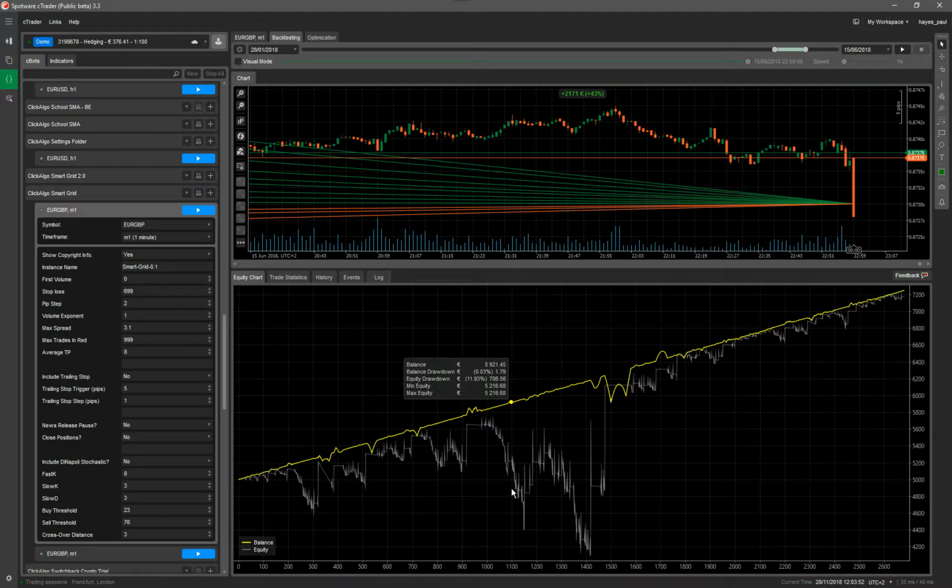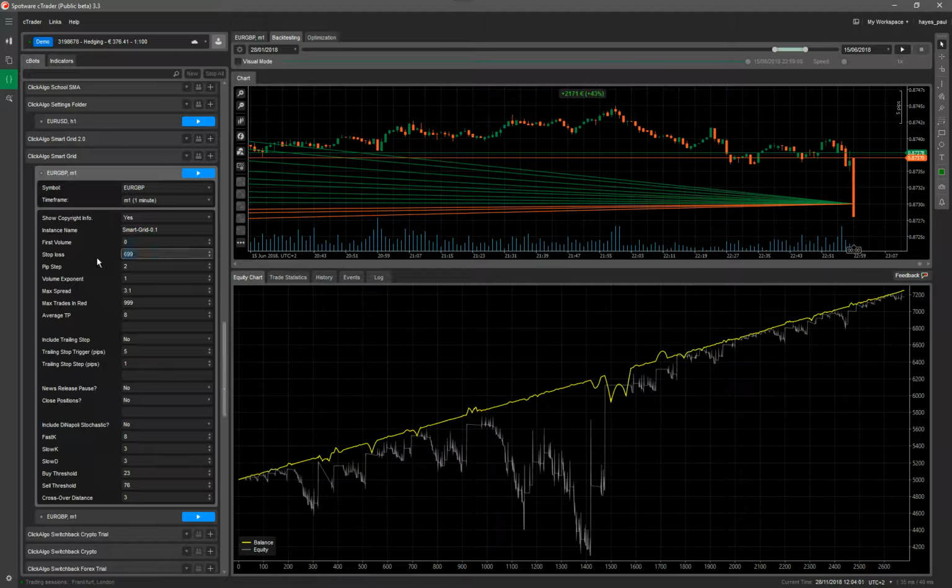The idea is to get rid of these drawdowns, get rid of these grey lines. To do that, I'll go to the parameters now. What we've done is add a stop loss, but you don't need to use a stop loss with this strategy. You can set it to 0. We've got a volume exponent, and I'll go through the parameters in a minute. I just want to show you the actual results of this robot once you put some values in.